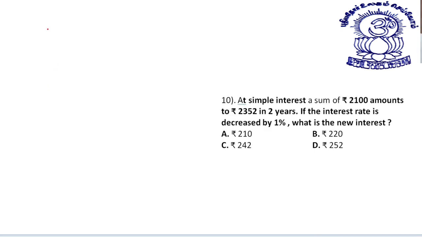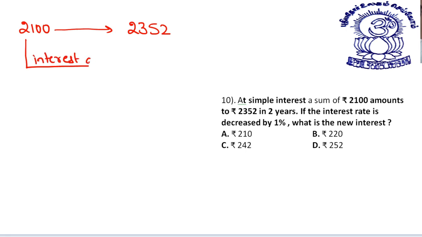At simple interest, a sum of 2100 amounts to 2352 in 2 years. Okay. See, 2100 becomes 2352 in 2 years. If the interest rate is decreased by 1%, what is the new interest? We have to tell the new interest. Okay, 2100. If interest decreases by 1% for 2 years, okay, then what will be the reduction?